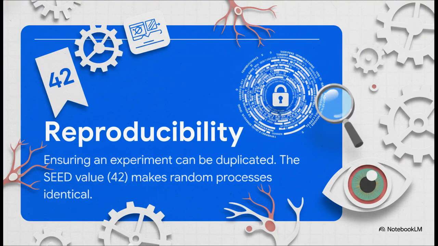So first things first, reproducibility. We set something called a seed to the number 42. Now, why do we do that? Well, AI training has a lot of randomness built into it. This seed is like a bookmark for that randomness. It makes sure that every single time we run this experiment, all the random decisions are identical. It means our results aren't just some lucky fluke, they're scientific and repeatable.